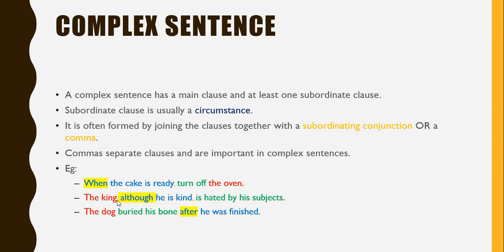Because it is split up, we must have commas on either side of our subordinate clause. Makes it stronger. The last sentence, the dog buried his bone after he was finished. So that one doesn't have commas in it because we've got our subordinate clause at the end, and that is okay. It doesn't need to have a comma. Sometimes some people may put commas in, but it is okay in this case if it doesn't have a comma.